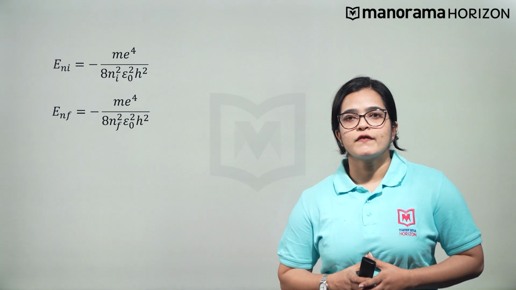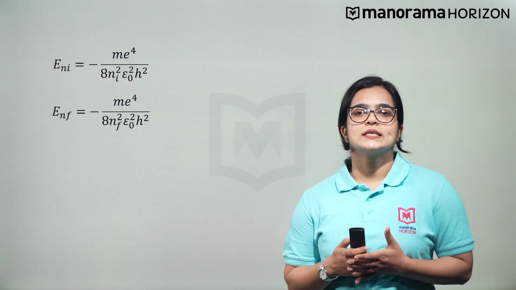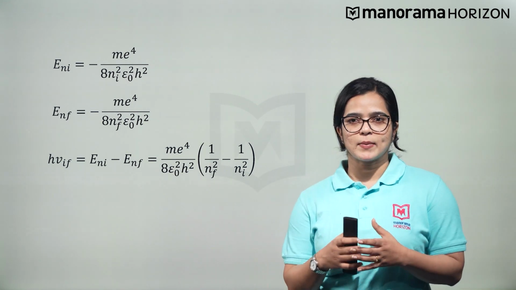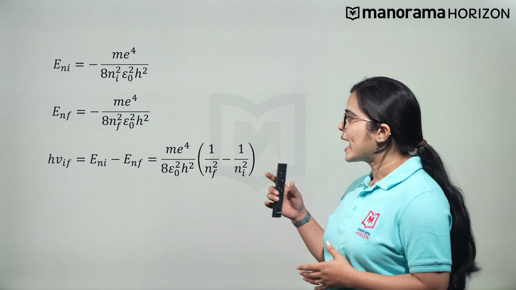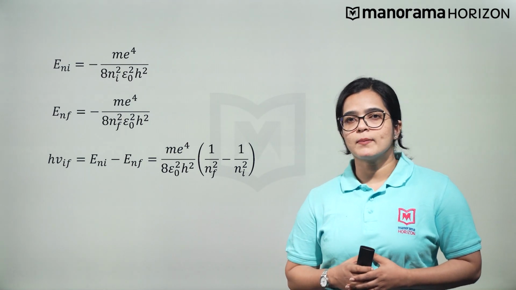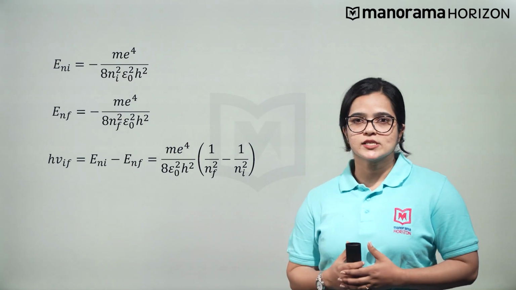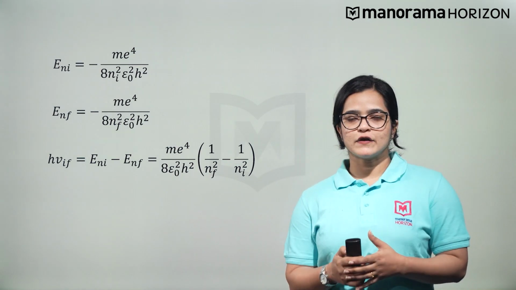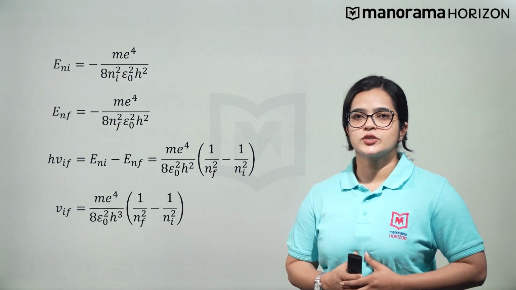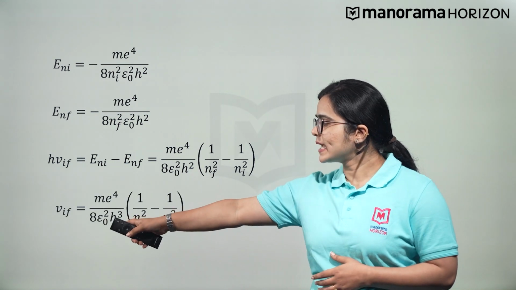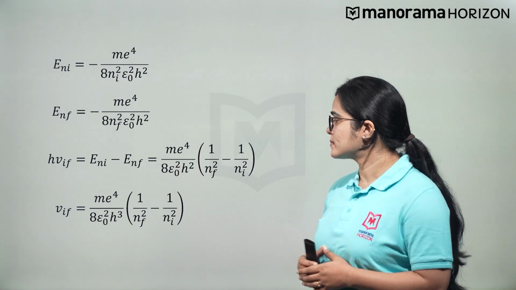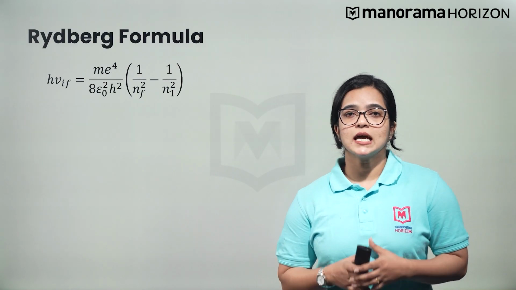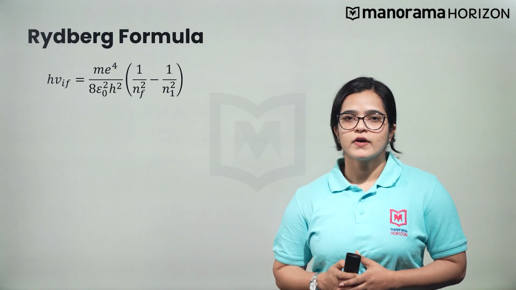Given the initial and final energy values, we can determine the difference in energy as h nu if is equal to Eni minus Enf, that is equal to m e to the power 4 divided by 8 epsilon 0 square h square times 1 by nf square minus 1 by ni square. Therefore, nu if is equal to m e raised to 4 divided by 8 epsilon 0 square h cube times 1 by nf square minus 1 by ni square. This equation is the Rydberg formula for the spectrum of hydrogen atom.